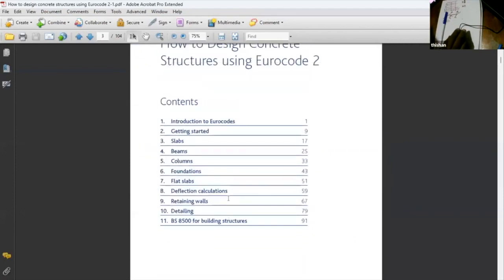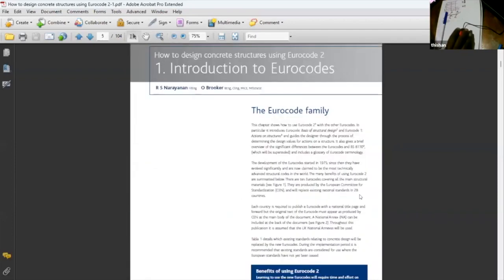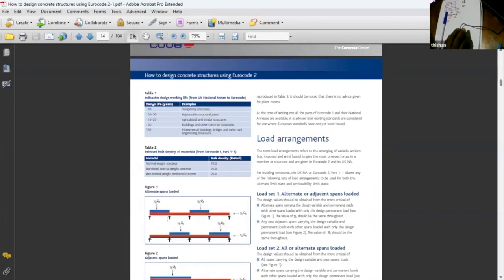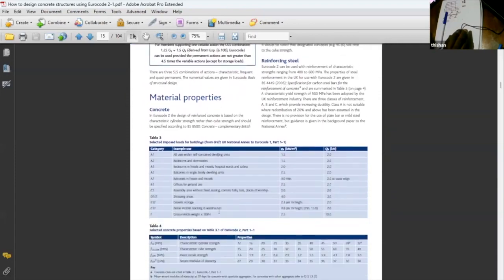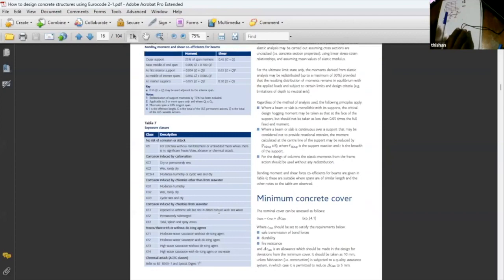You can see slabs, beams, columns, foundations, flat slabs, deflection calculation, retaining walls, detailing, BS 8500 for building structures. So there are a lot. You get a lot of information. Very valuable, but free. And you can also see how it is arranged. You can see this pattern loading that you have learned. There are many things that it tells you. Very valuable document, a must-read document.